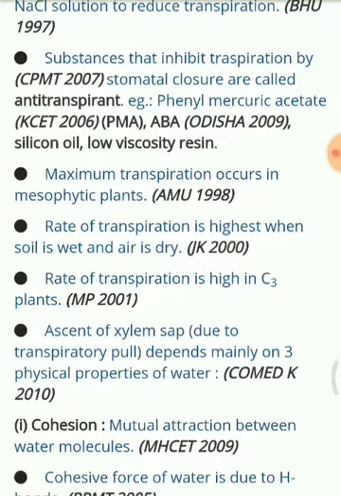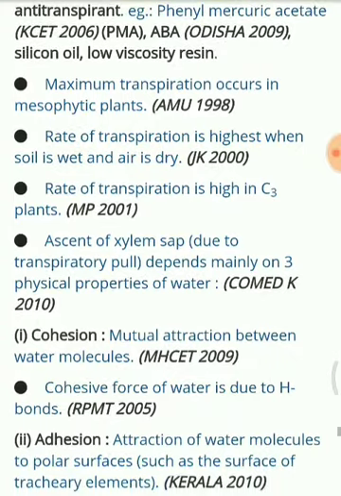Maximum transpiration occurs in mesophytic plants. The rate of transpiration is highest when soil is wet and air is dry. Rate of transpiration is high in C3 plants.